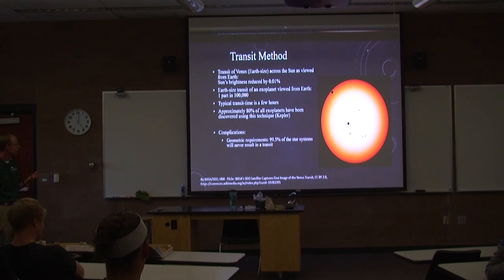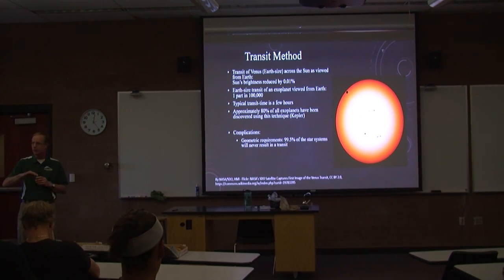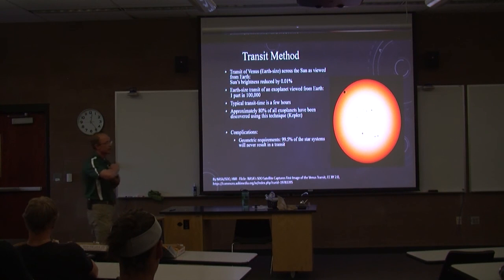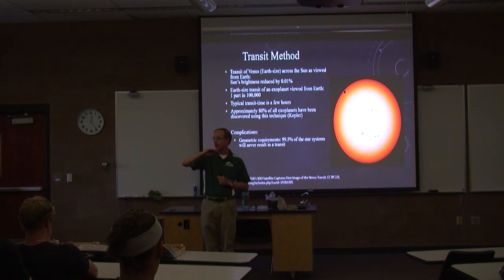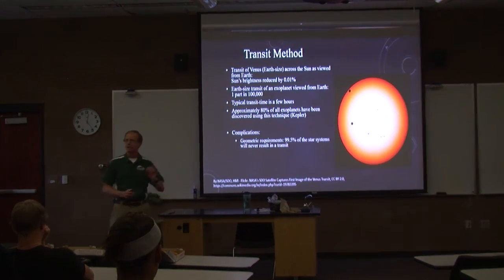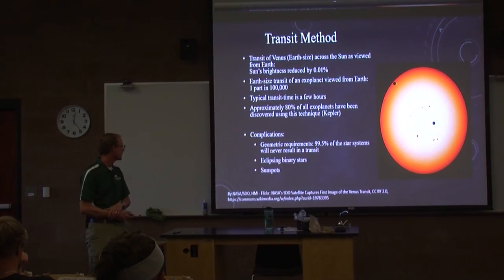So there are some complications. One is the geometric requirement. It has to be an edge-on view. If you just imagine you take all these solar systems and throw them out into the galaxy randomly, only about 0.5% of them are going to have the right orientation for us to see them in this fashion. The rest of them are going to be face-on or partially or whatever. They certainly won't be perfectly across the face for us.